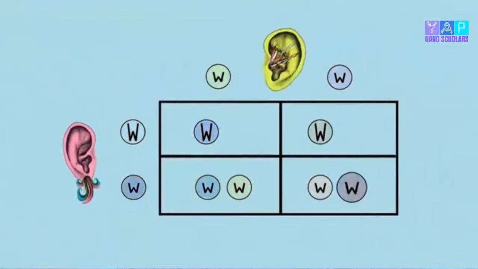So if you fill this in, looks like there's a 50-50 chance that any child of this mating will be homozygous or heterozygous. And as for our phenotype, it shakes out the same way. John and I both have a 50% chance of having wet earwax, a 50% chance of having dry earwax.